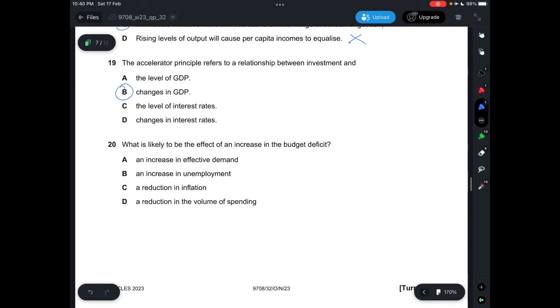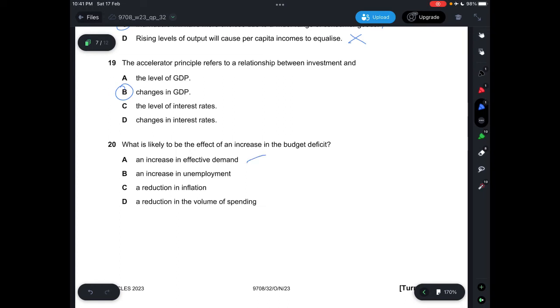Question 20, what is likely to be the effect of an increase in the budget deficit? An increase in the budget deficit will result in an increase in aggregate demand because now the government will have to spend on the infrastructure. That's why there's an increase in budget deficit. So A says an increase in effective demand, that is correct.